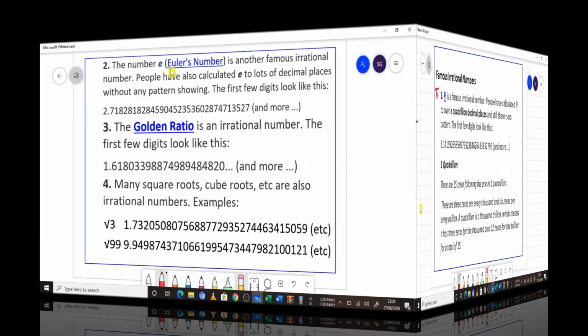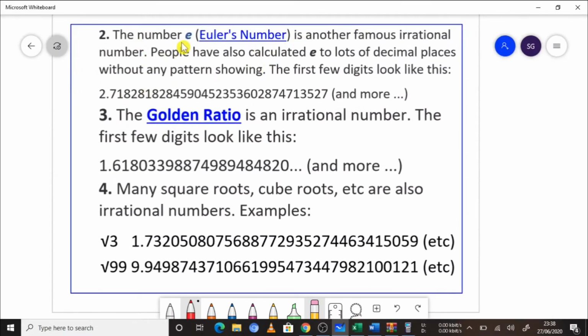Another famous irrational number is Euler's number, represented by the letter e. Its value is 2.71828182845 and so on. There is no pattern, so it's non-terminating and non-recurring, and hence an irrational number. People have also calculated e to lots of decimal places without any pattern, showing that it is an irrational number.